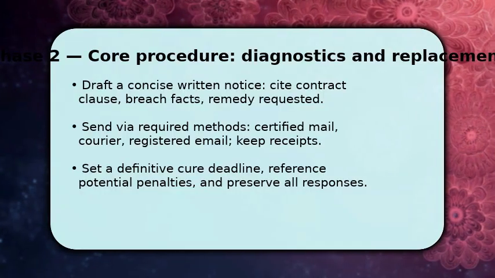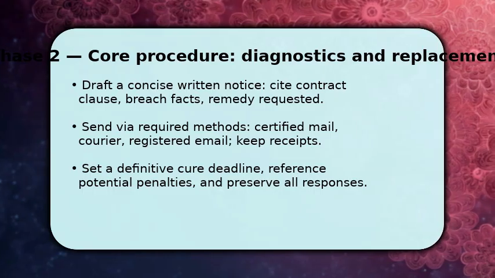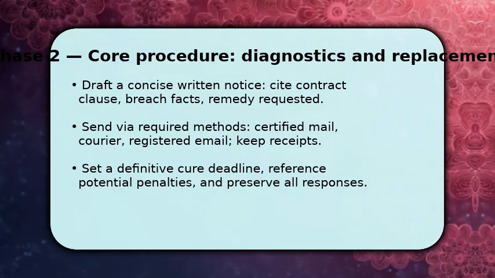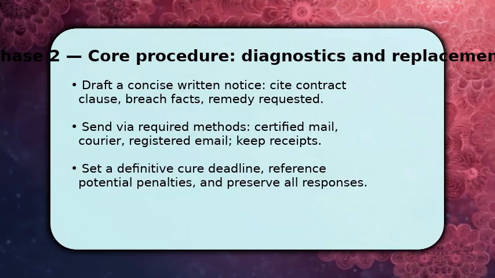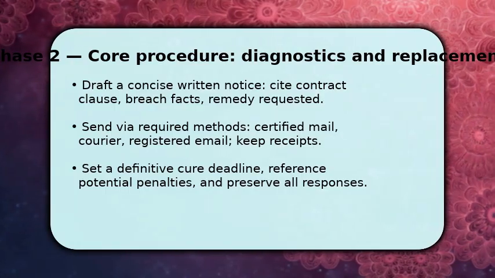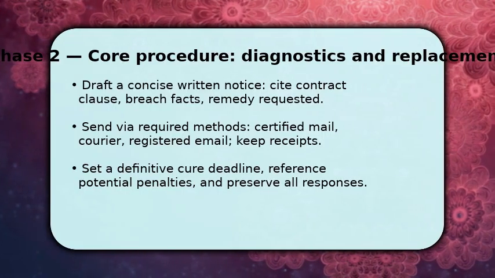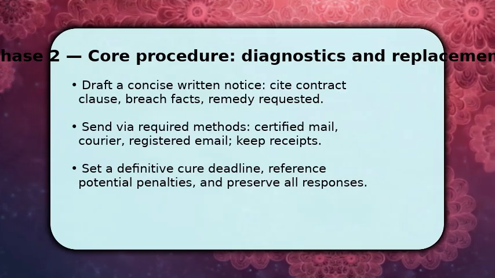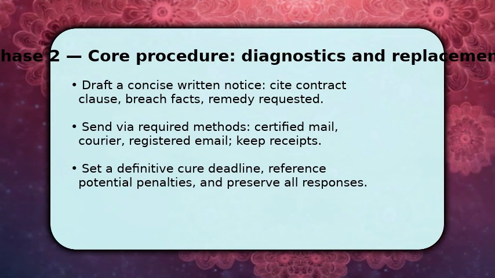Now you issue the formal termination notice. Write a short, specific letter that cites the exact contract clause, lists concrete breaches with dates, and states the remedy sought. Once written, deliver it using the contract's specified method, certified mail or registered email, and retain delivery proofs because receipts matter. Set a clear cure deadline and explain consequences if not fixed. Follow up promptly on any response.